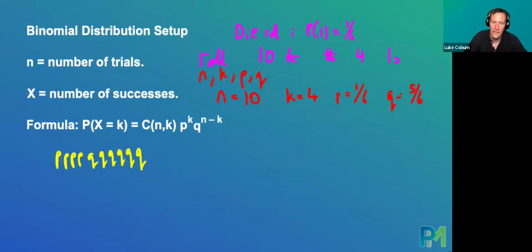So then I would have to get a P followed by a P followed by a P followed by a P, a Q followed by a Q, and I'd have to multiply all these out, right? So that's 1/6 to the power of 4 times 5/6 to the power of 6. Let's just do a quick translation back to the formula. This is P to the power of 4, and this is Q to the power of 6, but 6 is 10 minus 4. See? So that's P to the power of K and Q to the power of N minus K.